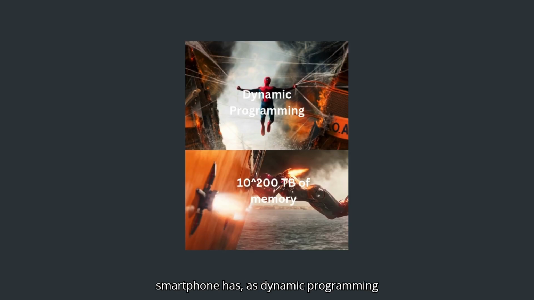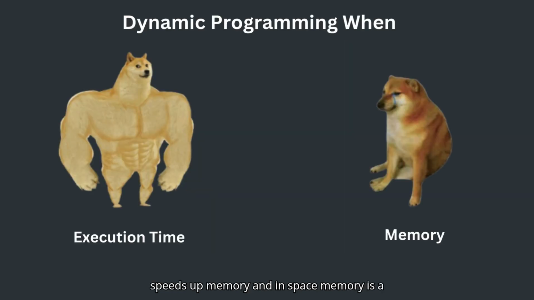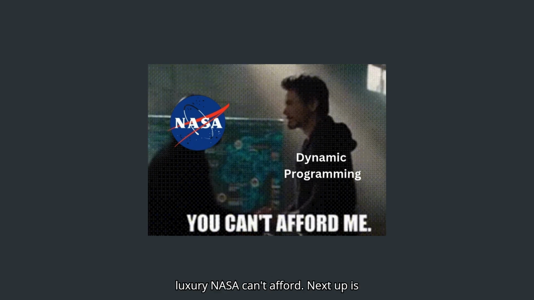your smartphone has. As dynamic programming relies on storing results of subproblems, what we call memoization or tabulation, while this saves execution time, it eats up memory, and in space memory is a luxury NASA can't afford.